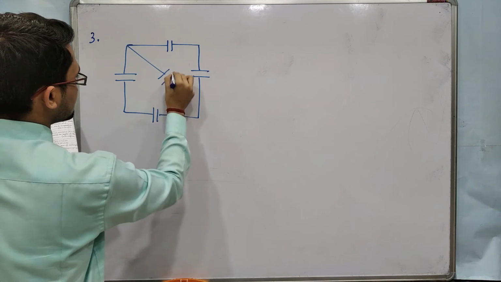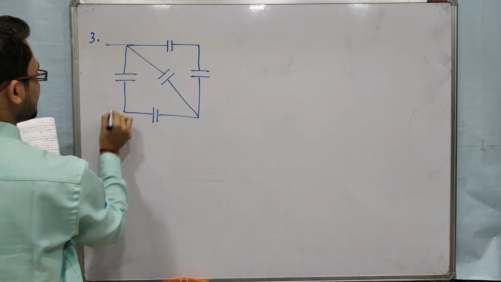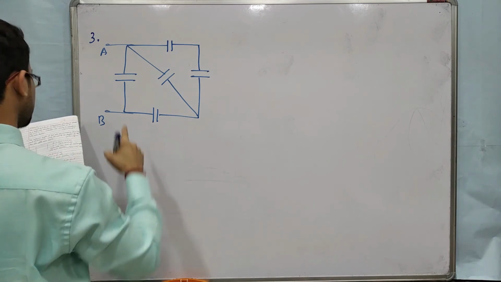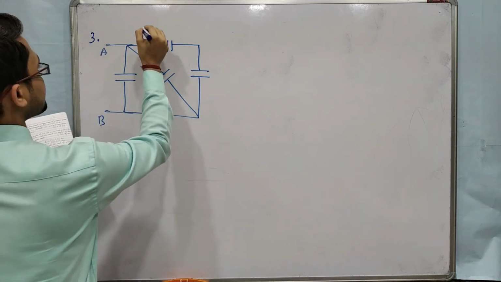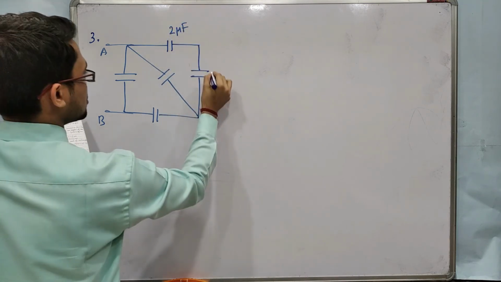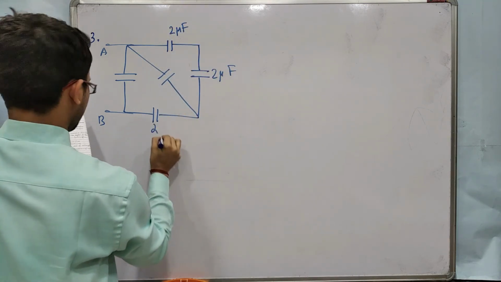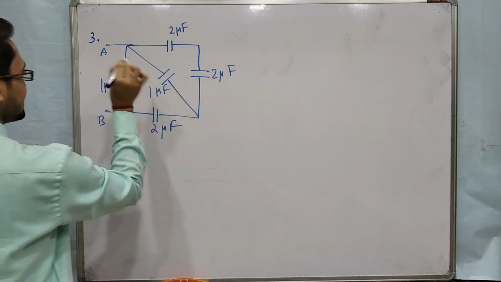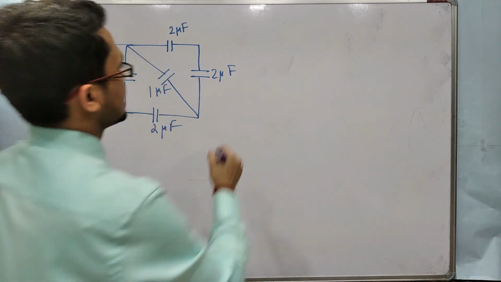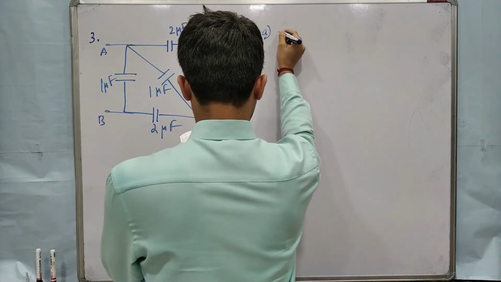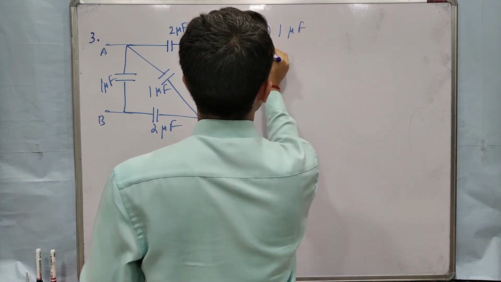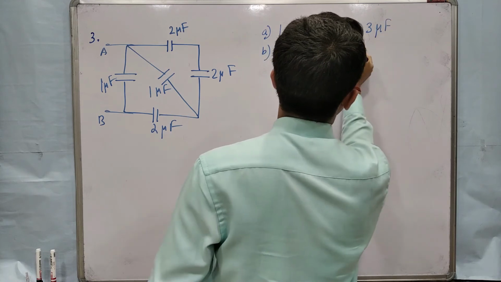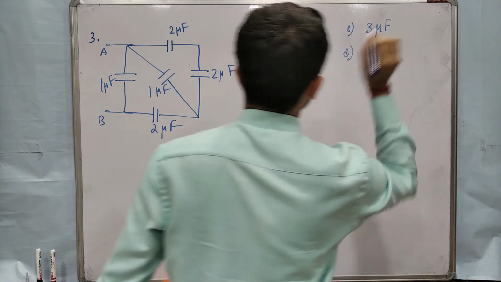Okay, now this is the connection. These are the two junctions A, B. We have to find the equivalent capacitance across this AB. This is 2 microfarad, 2 microfarad, 2 microfarad. This is 1 microfarad, and this is also 1 microfarad. We have to find the equivalent capacitance. I am giving option A 1 microfarad, B 2 microfarad, C 3 microfarad, and D 4 microfarad.